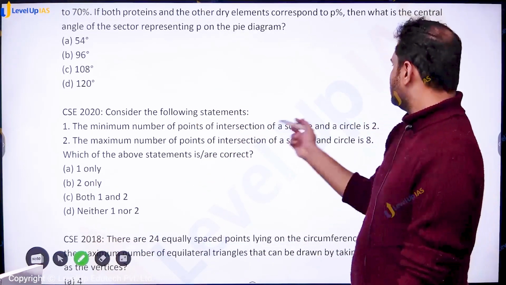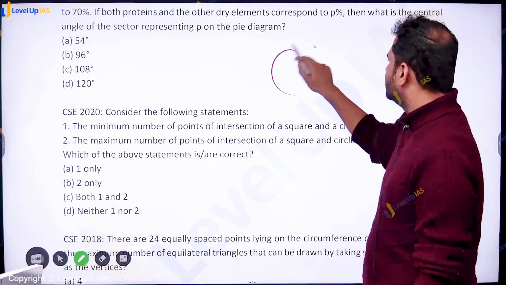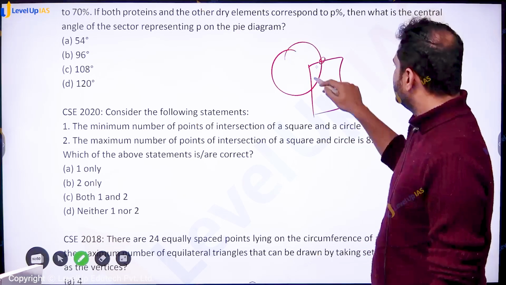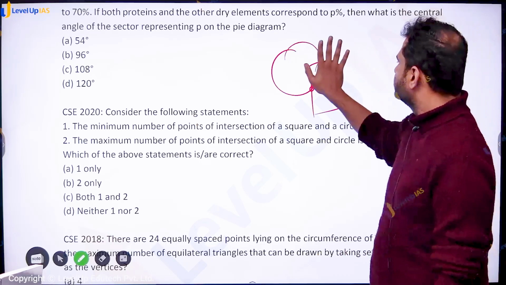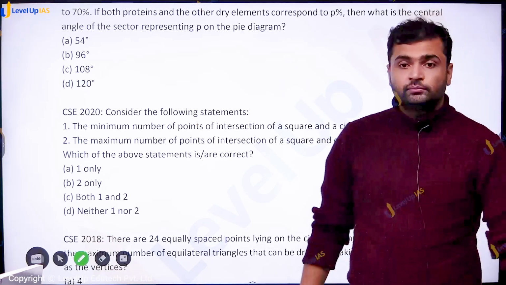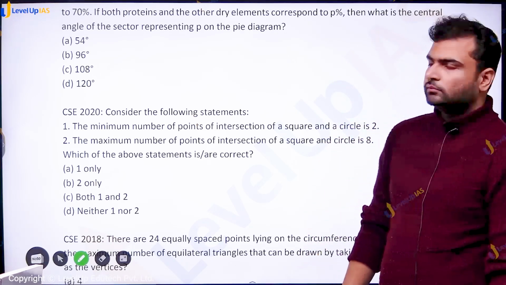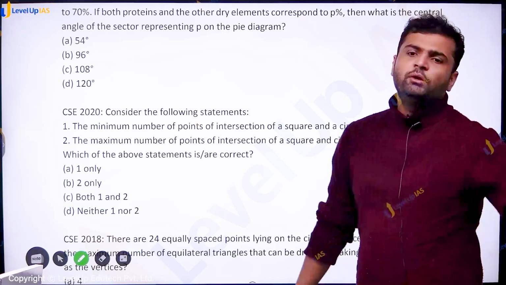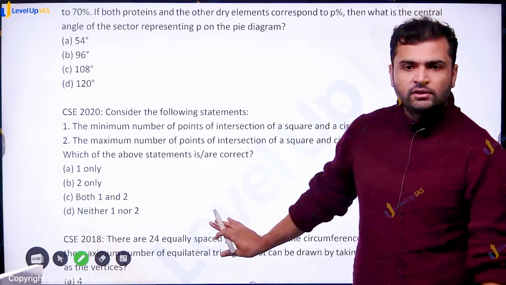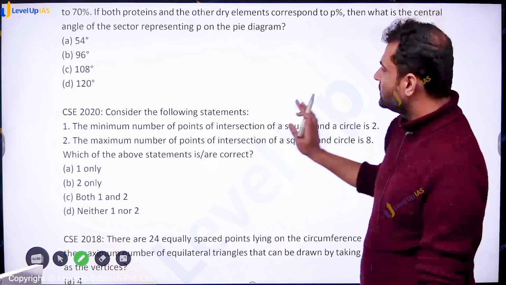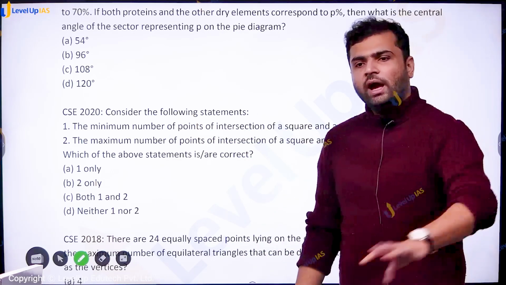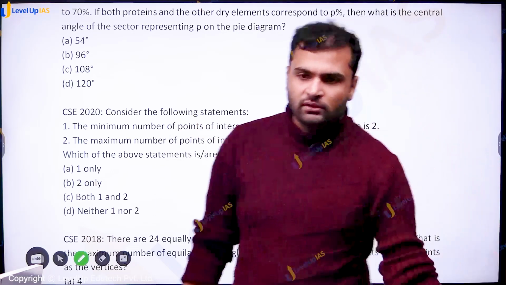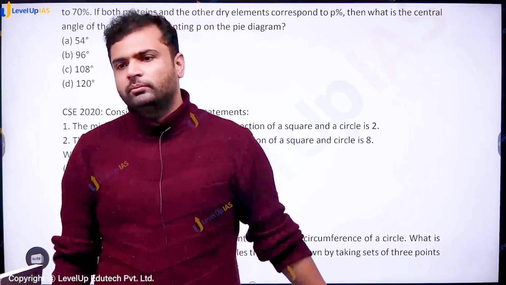Point of intersection of square and circle. So this is a circle, this is a square. So this is one point of intersection, this is another point of intersection. Are they saying anything specific to you? They are just talking about minimum and maximum. So you take as extreme a case as you wish to tell them minimum and maximum, no problem.